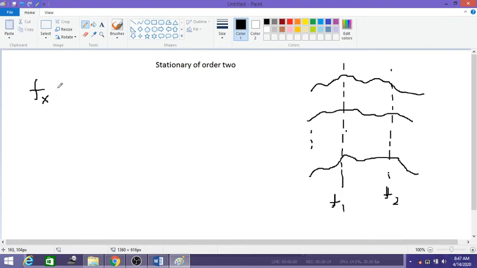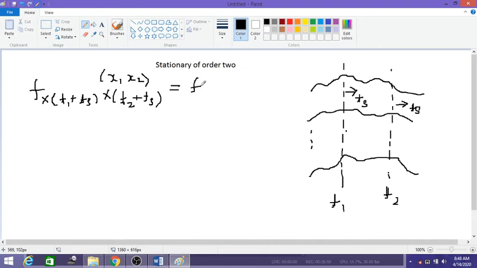Its density function is defined as f_X. Now if each of these time instants is shifted by time ts, this one also shifted by ts, and this one also shifted by ts, and at both these new points the statistical properties remain unchanged, then it is a stationary process. So f_X(t1 plus ts), X(t2 plus ts) of x1, x2 is equal to f_X(t1), X(t2) of x1, x2. Now this is invariant to time shift.